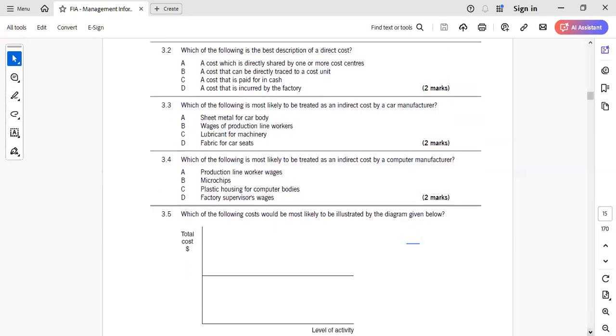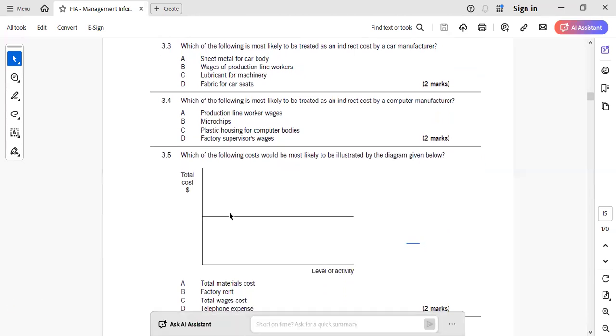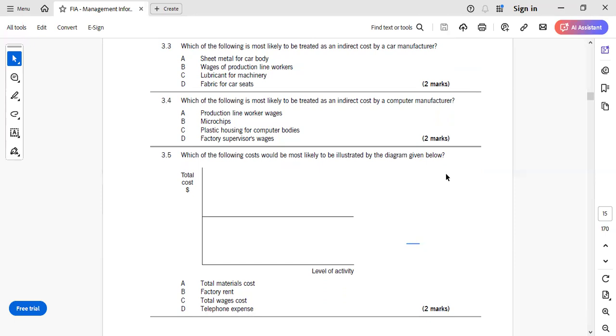Now, next question. Which of the following costs would be most likely to be illustrated by the diagram given below? First, we decide which cost the diagram relates to. On y-axis, you have total cost, and on x-axis, you have activity level. The graph is parallel to the x-axis. It means it is the graph of fixed cost. We have decided from the graph, it relates to the fixed cost.